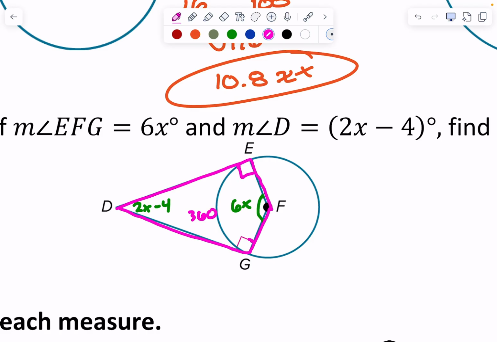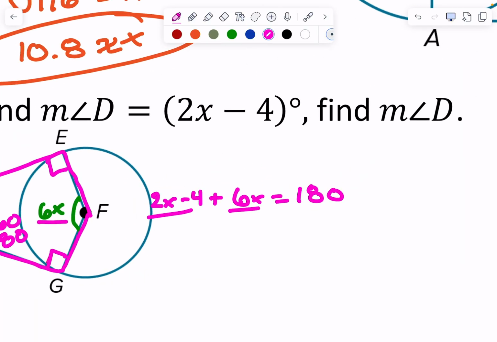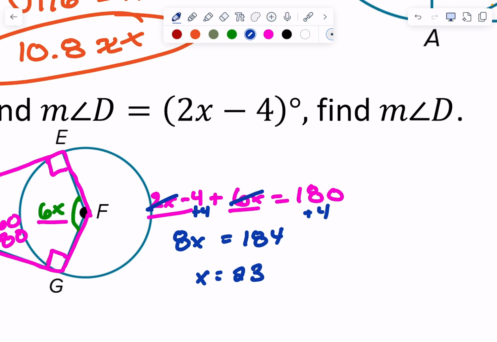This is 90, and this is also 90, right? So if I subtract that 180, then these two add up to be the other 180. So 2x minus 4 plus 6x, those two angles added together make the other 180. If I add the 2x and 6x together, that's 8x. I'm going to add the 4 over. It equals 184, so x is 23.